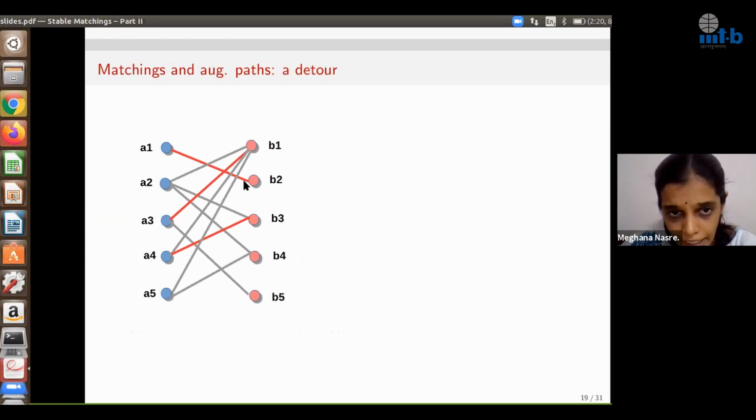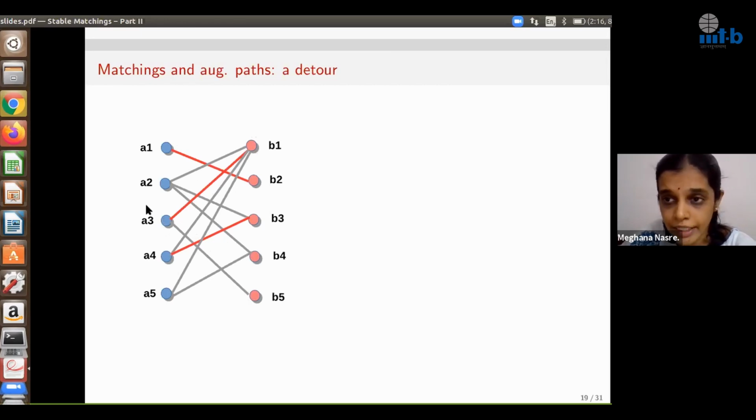So if the red edges are matched edges and the gray edges are the edges which are there in the graph, of course the red edges are also there in the graph, but they are matched, then we say that a path which alternates between matched and unmatched edges is an alternating path. And there are several alternating paths. For example, a path which is A5, B1, A3 is an alternating path. Similarly, somebody had pointed out that there is a 3-length alternating path, which is the following: B5, A3, B1, A2.